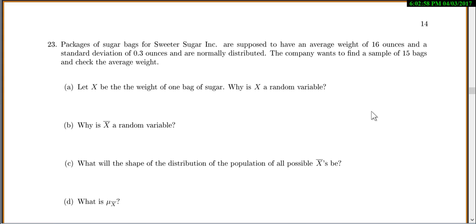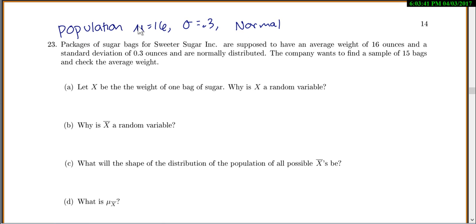So this is problem 23, page 14. So we have packages of sugar bags for sweeter sugar are supposed to have an average weight of 16 ounces and a standard deviation of 0.3 ounces and are normally distributed. Okay, so that kind of sounds to me like that would be for all of the bags, right? That doesn't really sound like a sample. That sounds like everything. Now the company wants to find a sample of 15 bags and check the average weight. So I kind of think that this first part was talking about the population. So for my population, we have an average of 16. So that would be a population mean of mu. And a standard deviation of 0.3, and it's normally distributed.